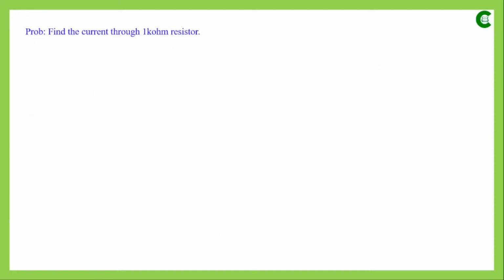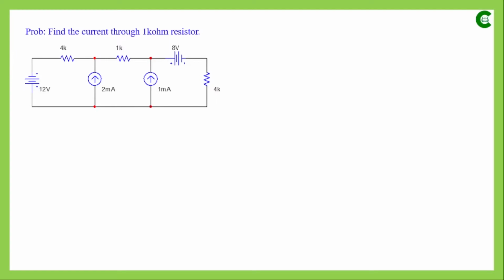Next we will simplify another electrical network based on node analysis. This is an electrical network where we need to find the current through the 1 kilo ohm resistor. Here in this network, as we can see, there are three resistors, two voltage sources, and two current sources. If we think of applying mesh analysis, then we have mesh one, two, and three, and from there we can find three equations.